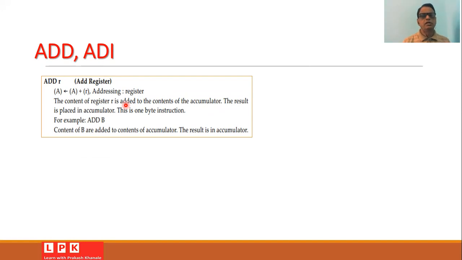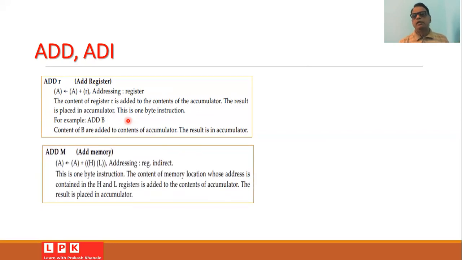This instruction is a 1-byte instruction. For example, whenever we write ADD B, then whatever is the content of B will be added to the existing content of the accumulator, and the result will be stored in the accumulator. This is a very useful instruction because whenever we want to add two binary numbers, such addition can be performed by using this instruction.